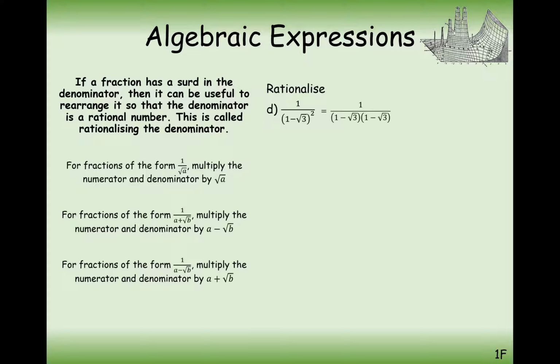Okay, a little bit of a puzzly one for part D here. We've got 1 over (1 minus root 3) squared. I wouldn't try and times by (1 plus root 3) squared on the top and the bottom. What I'd look to do is just sort out what we have got on the bottom first, and then look to rationalise the denominator from there.